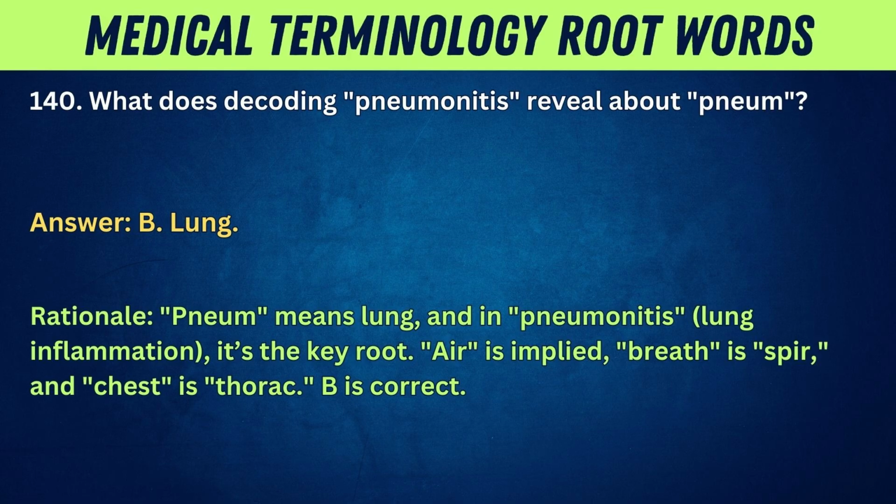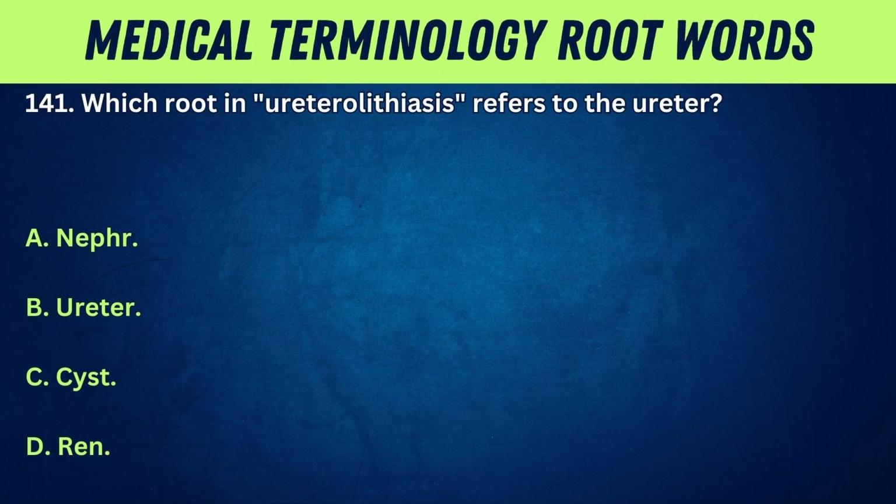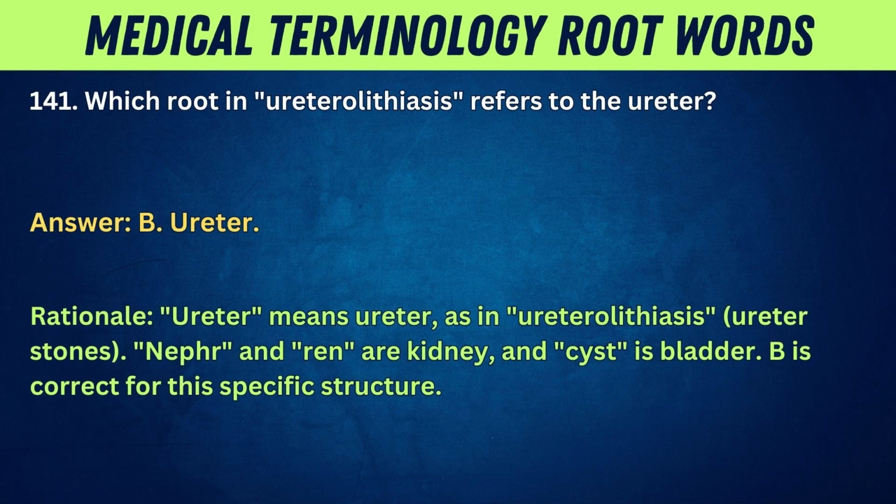B is correct. 141. Which root in ureterolithiasis refers to the ureter? A. Nephr. B. Ureter. C. Cyst. D. Ren. Answer. B. Ureter. Rationale. Ureter means ureter, as in ureterolithiasis, ureter stones. Nephr and ren are kidney, and cyst is bladder. B is correct for this specific structure.